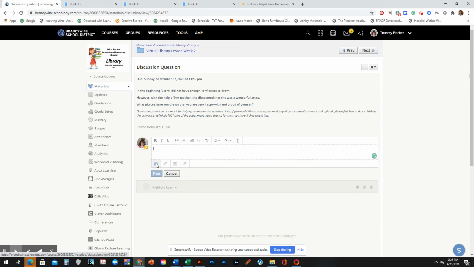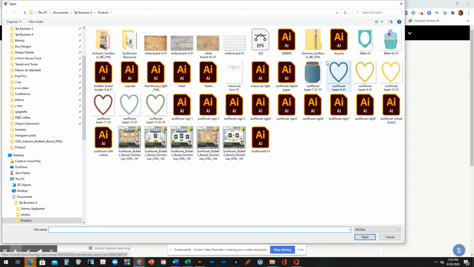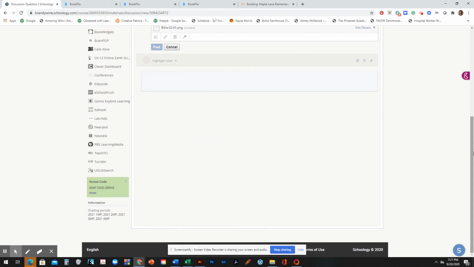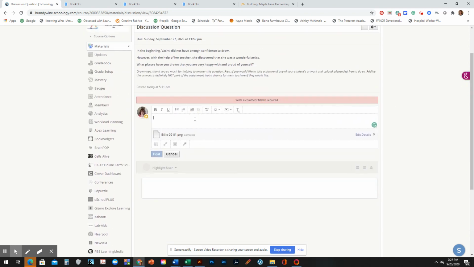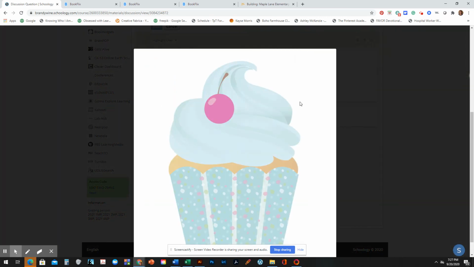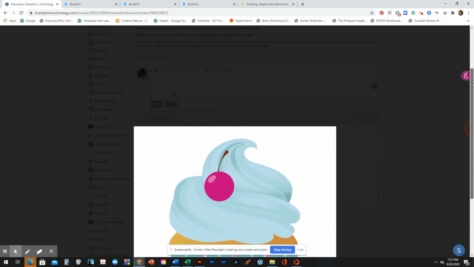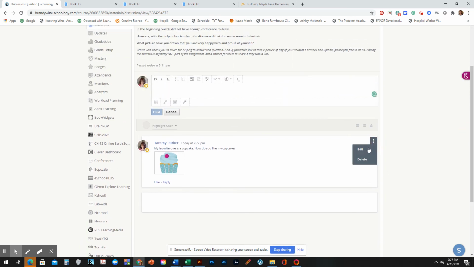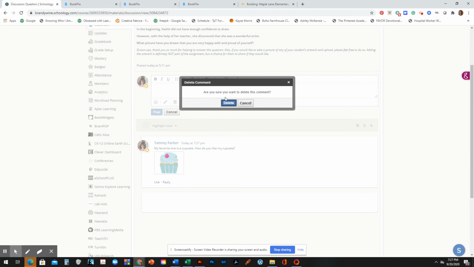Okay, so you're going to share, file, find a picture that you want to share. Oh, let's share that, and then post. And, oops, it says write a comment. My favorite one is a cupcake. How do you like my cupcake? Okay, post. And there it is. There's the cupcake. And see? Ooh, now I'm starting to get hungry. All right, so let me exit out. And that's all you have to do. I'm going to go ahead and delete it so not one class has it and the other classes don't. All right? I got to be fair.